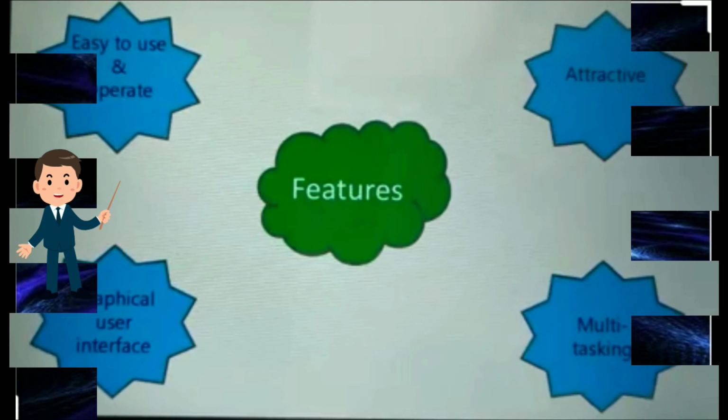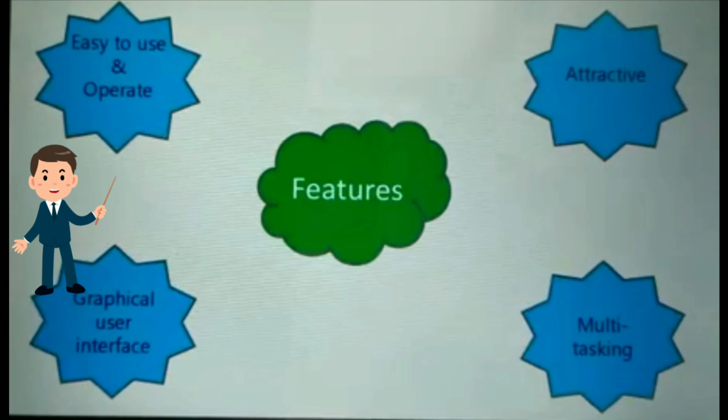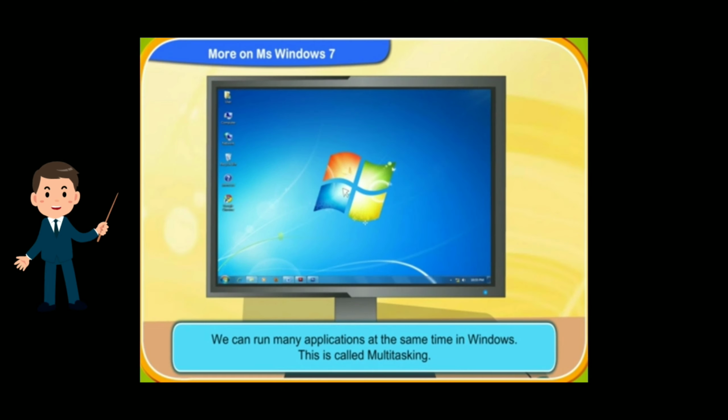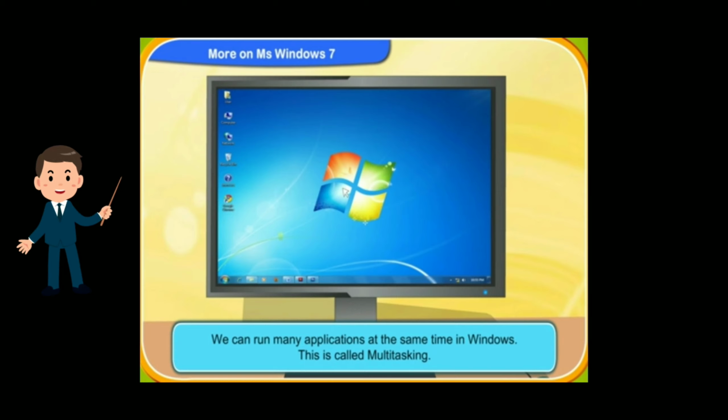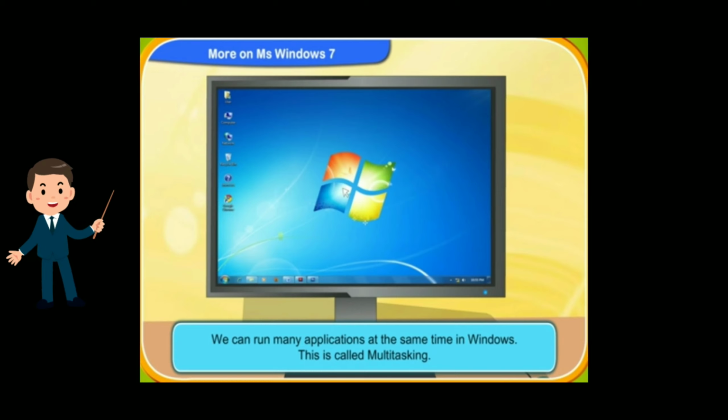The last one, it is multitasking. We can perform many tasks at a time in Windows 7, like creating, copying, deleting, renaming, moving of files and folders, managing all the files and folders, and it makes our work very easy.